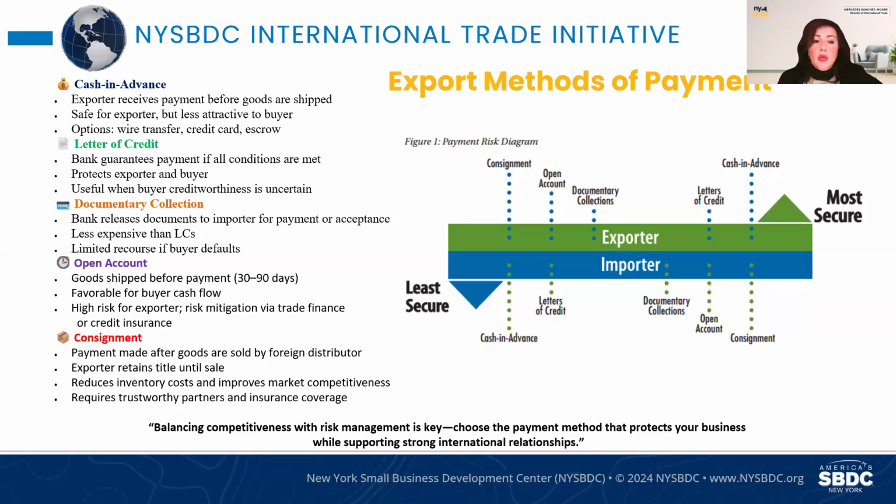The next step is a documentary collection, where the bank is going to release the documents to the importer if they pay, okay, or accept. This is negotiated, the acceptance of the document, and is less expensive than the letter of credit and is a limited resource if the buyer defaults. So the safer thing is the letter of credit, actually, even though it's more expensive.